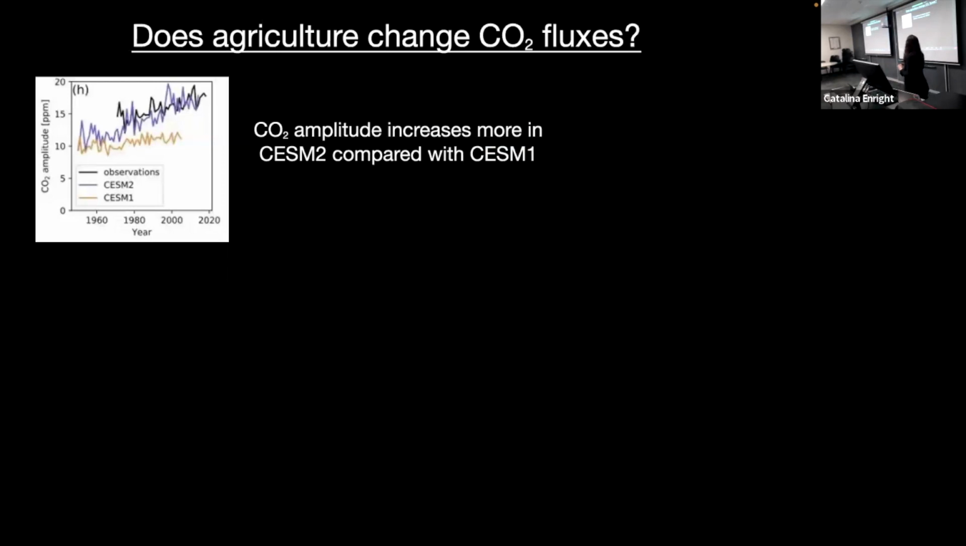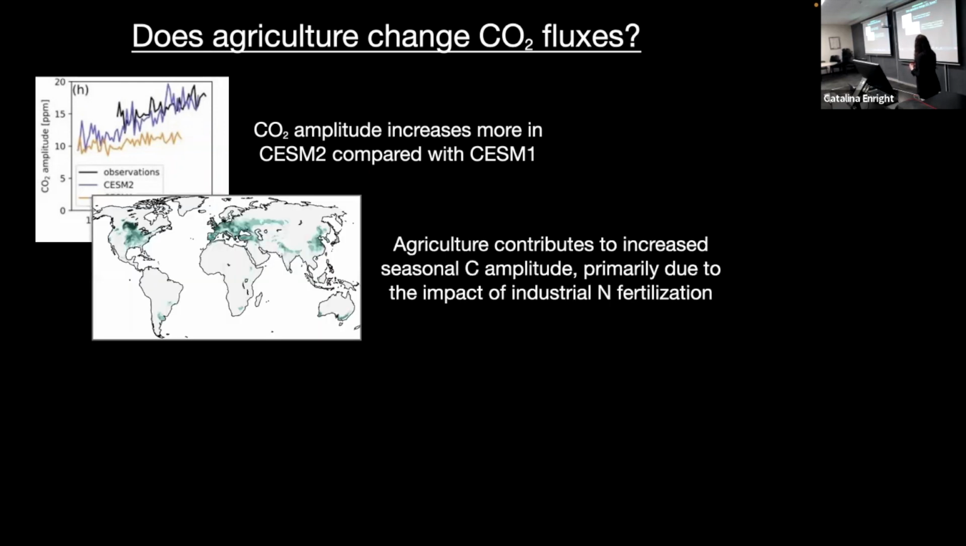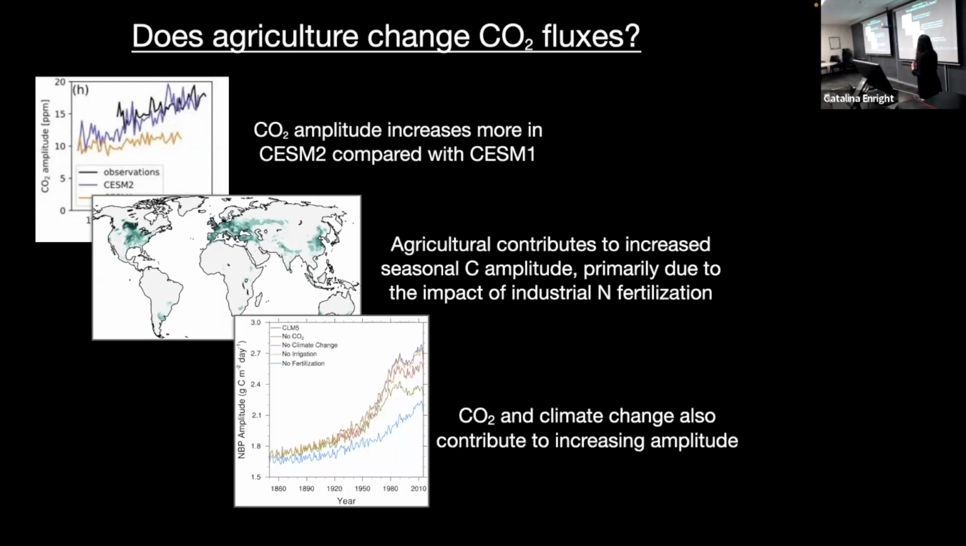Okay, so does agriculture change net CO2 fluxes? It does. The carbon dioxide amplitude increases more in CESM2, which includes the active representation of agriculture, than it does in CESM1. It also contributes to the increased seasonal amplitude, and this is primarily due to industrial nitrogen fertilization. And last, I do want to highlight that carbon dioxide and climate change have also contributed to that increasing amplitude, just not to the same magnitude as agricultural management.